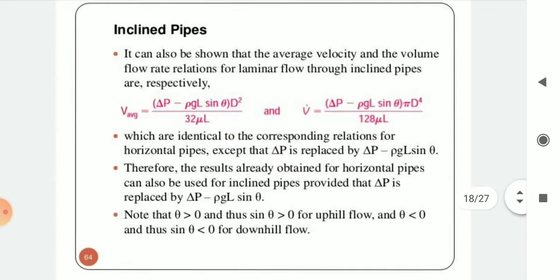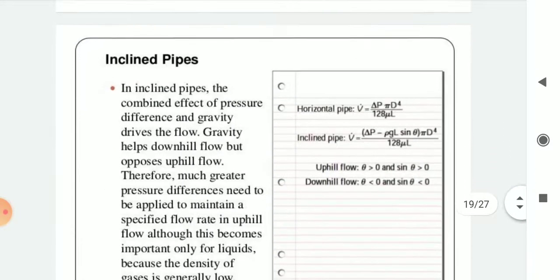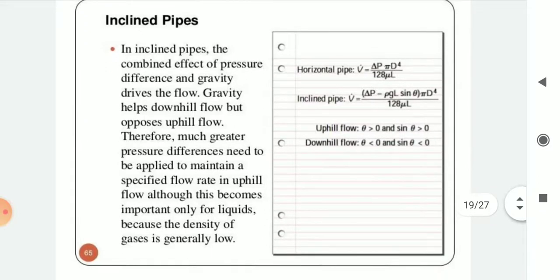So note that theta is greater than 0, and thus sin theta is greater than 0, for uphill flow, and theta is less than 0, and thus sin theta is less than 0, for downhill flow. In inclined pipes, the combined effect of pressure difference and gravity drives the flow. Gravity helps downhill flow but opposes uphill flow.